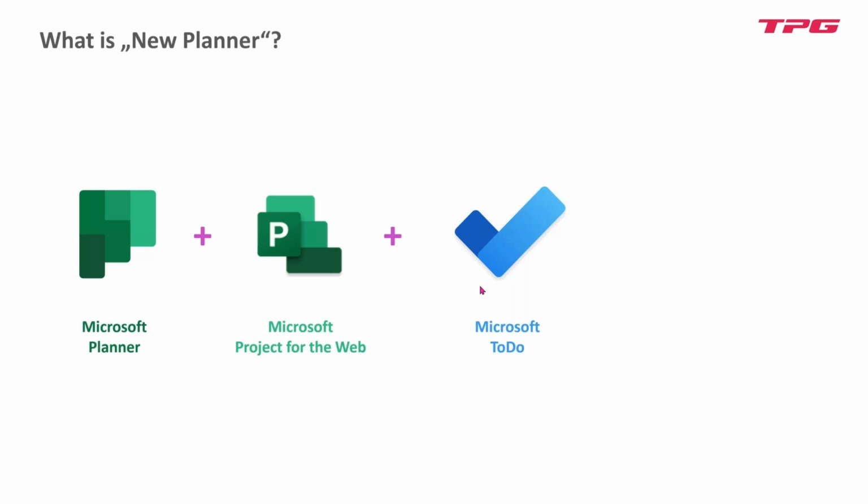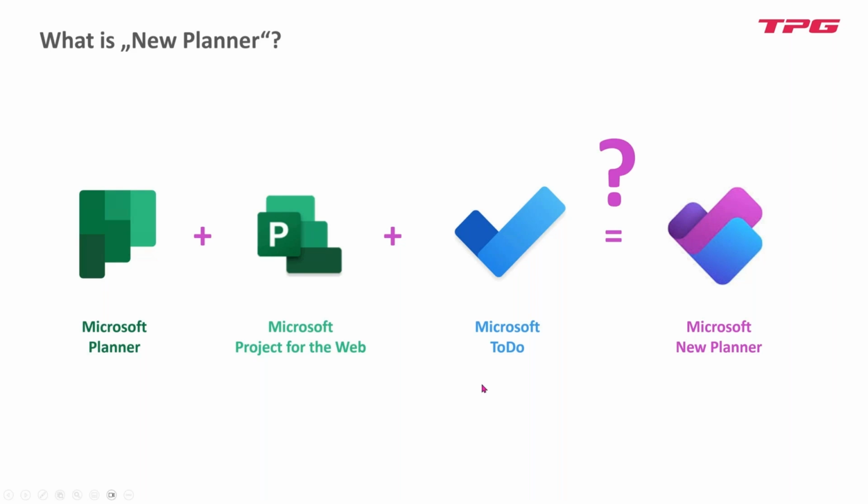So Microsoft Planner and Microsoft Project for the web are now the New Planner, but they have also data from Microsoft ToDo. But Microsoft ToDo still exists as its own application, but it is synchronized in the background. So yes, it's a mixture of merging applications and merging data. At the end, it's New Planner, but in two versions.